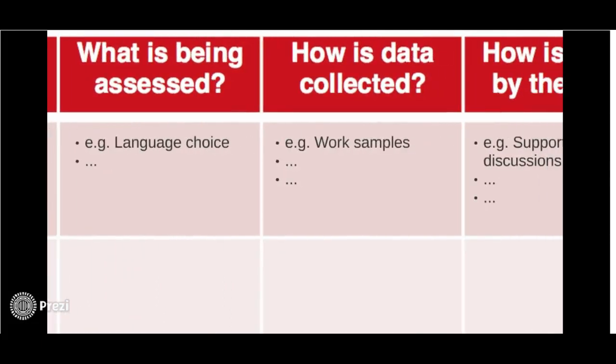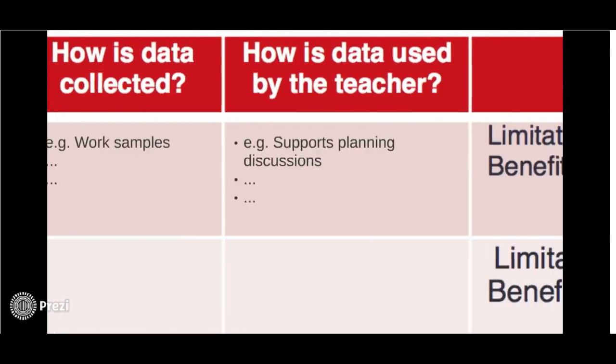The second column looks at how the data is collected, and so you'll give very brief details about what ways the data will be collected by the teacher or the students. The third column starts to get a little more detailed. We'd like a little bit of extra in this one, and it's about how the data is used by the teacher. Now remember to focus on how. Don't tell us about the data again, but what will the teacher do when they have that data, and how will it impact on their teaching, planning and analysis.